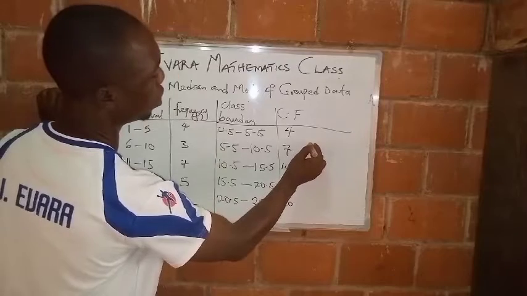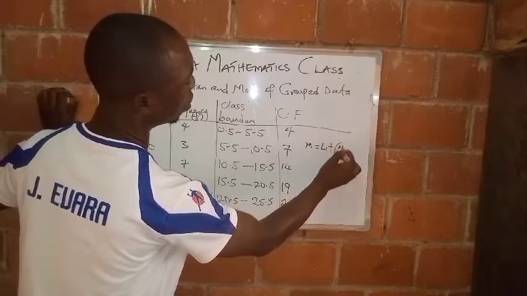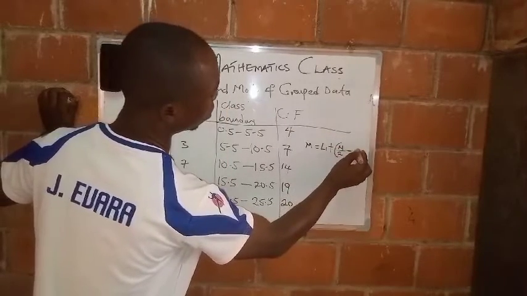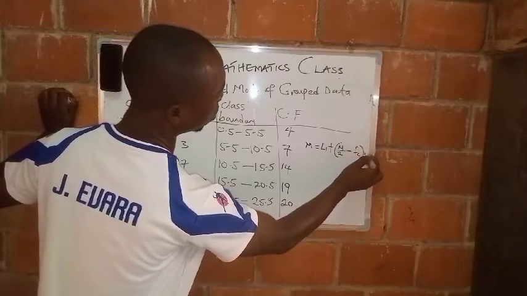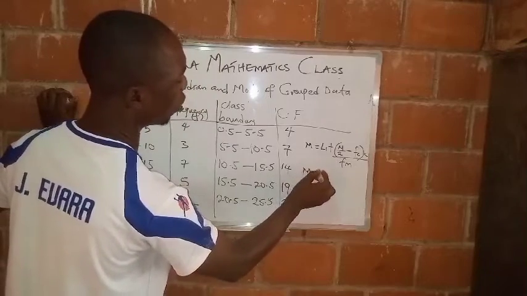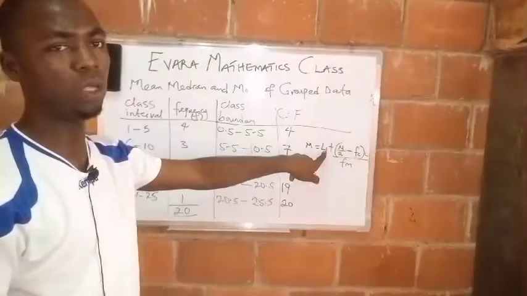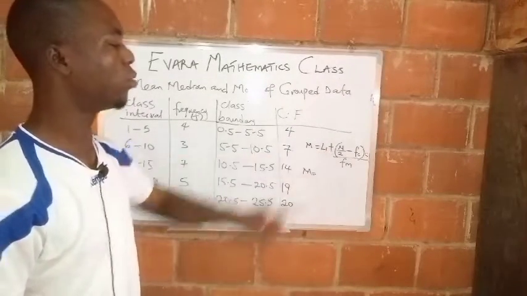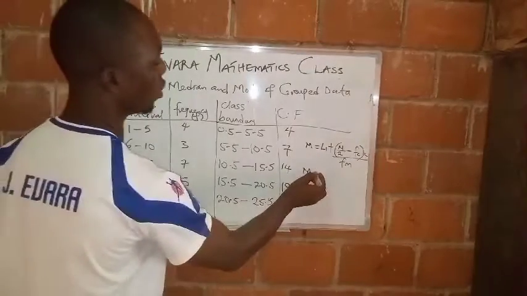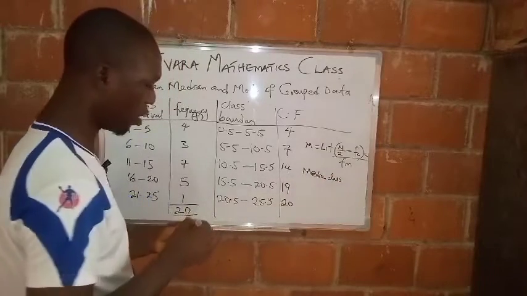Formula for median. Median is L1 plus n over 2 minus FC, all divided by FM, multiplied by C. Now, what is the meaning of all these parameters in the formula? L1 is the lower class boundary of the median class. So that means, first of all, we need to know the median class. What is the median class?